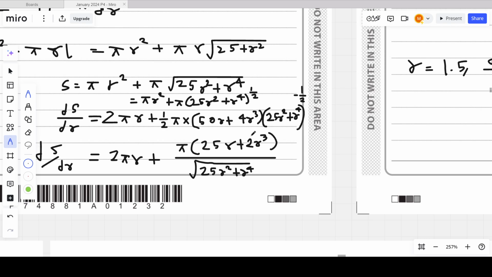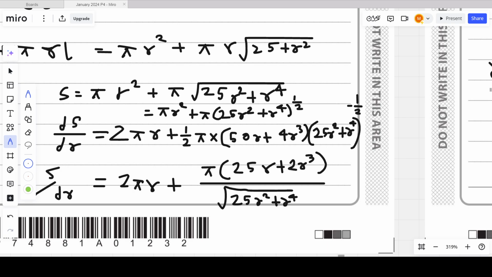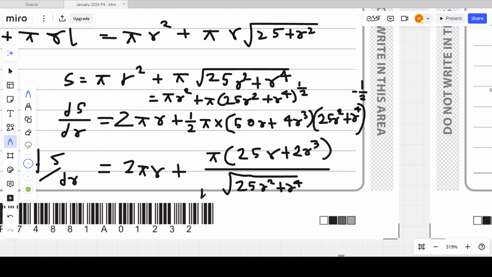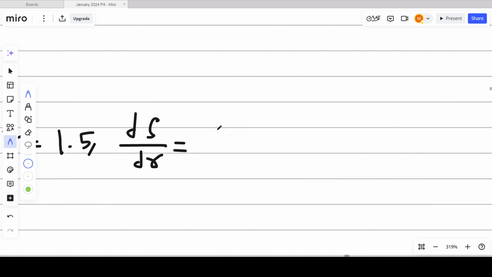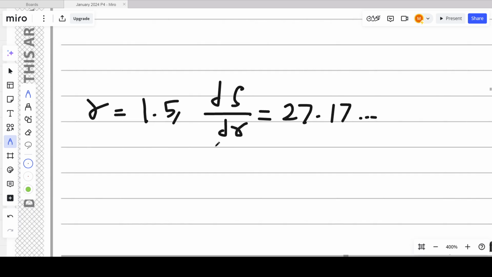Next we need to figure out the value for 2 pi r. With the value of this fraction, we have to add 2 pi r. 2 times 3.1416 times 1.5. So we get 27.17 something. Okay, 27.17 something. So we need the value for ds over dt, right? So ds over dt is what?